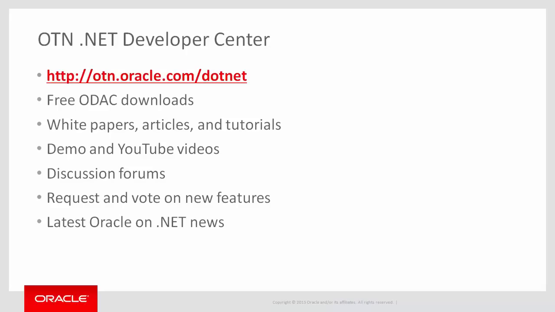Now, as I mentioned, all of these products are available for free download, and they're available from the URL that's on your screen there, otn.oracle.com/.net. So if you're going to write anything down today, that would be the URL to write down. And then on that site, we also have white papers, tutorials, YouTube videos, a great set of discussion forums, a way to request and vote on new features, and it's also a great way to find out what's the latest news and releases available to you.